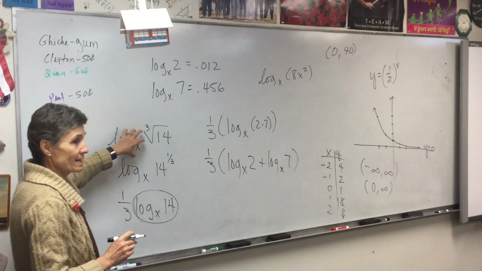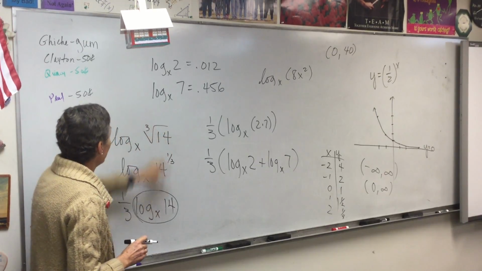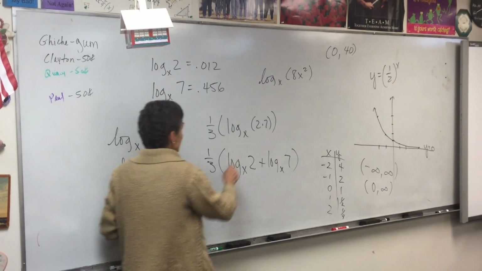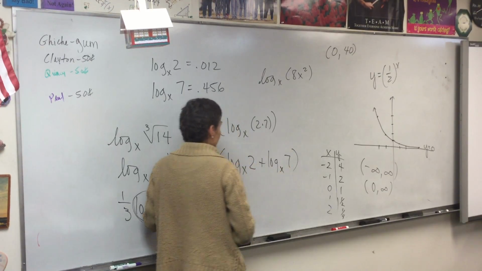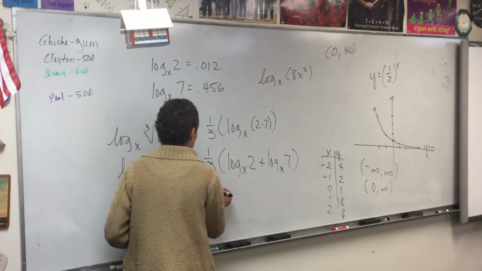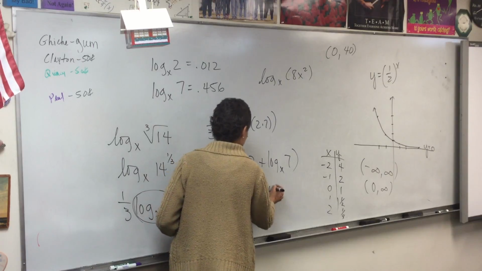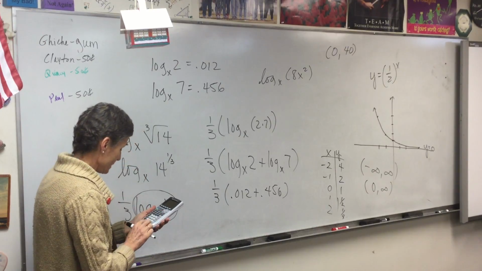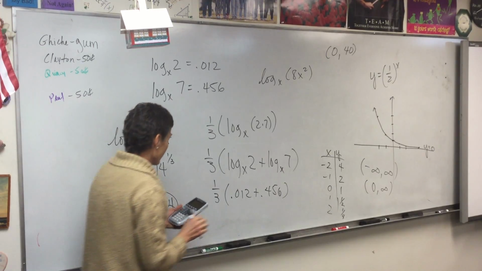So the whole point of this exercise is to break this thing down into the given. Since 14 is 2 times 7, I can add the logarithms of 2 and 7 to get the logarithm of 14. And now I just plug in my numbers. So 1/3 of 0.012 plus 0.456, and my answer will work out to be 0.156.